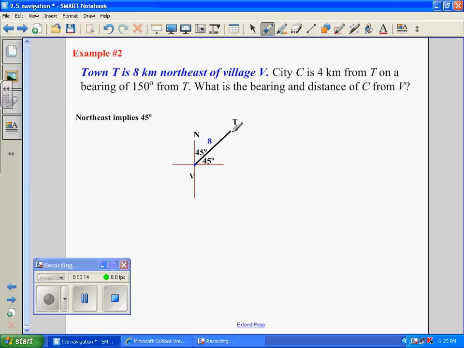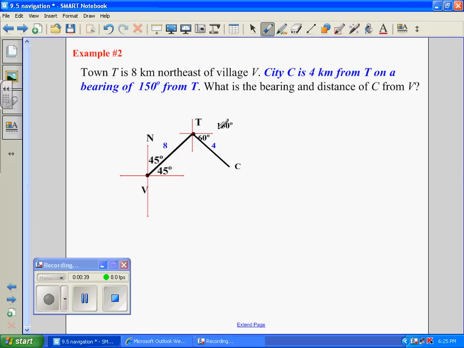T is northeast. When you see something like northeast, we're talking multiples of 45. So if I said something like southwest, we're talking multiples of 45. It just depends on where you are in your plane. Okay? Your compass bearing, I should say. So it divides up evenly. Northeast implies 45 and 45 degrees. Okay? Now you're 8 kilometers, and once you're done with that, we'll move on.